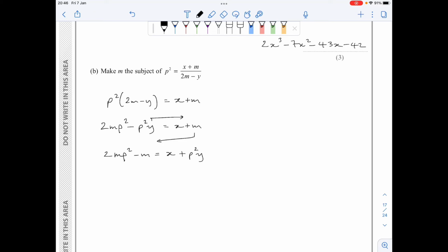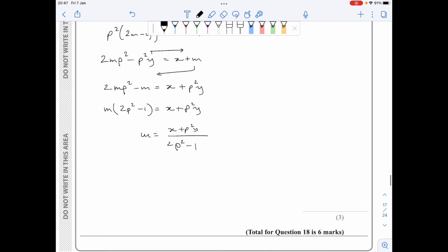I'm going to factorize the left-hand side. I'm going to take m as a common factor. So I'm left with 2p squared minus 1. The right-hand side stays the same. And finally, I will finish off by dividing by the brackets. And this is the final answer. Note that if you did a different rearrangement at this step, you would have gotten m is equal to minus x minus p squared y over 1 minus 2p squared. This is also correct.